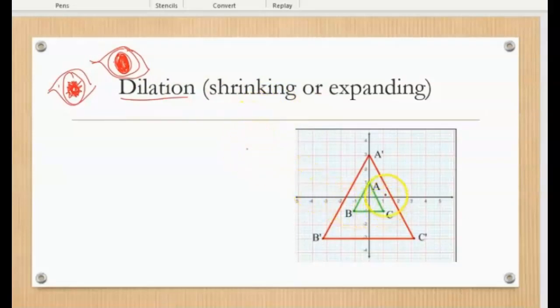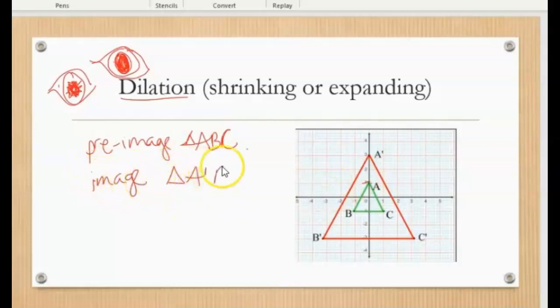So in this example, A, B, and C is the pre-image, right? Because it's just a regular A, B, and C. So the pre-image is triangle ABC. And the image, the shape after the transformation, is A prime, B prime, C prime. So how did the green triangle change? It got bigger, right? It expanded. By how much? And we're going to talk about that.